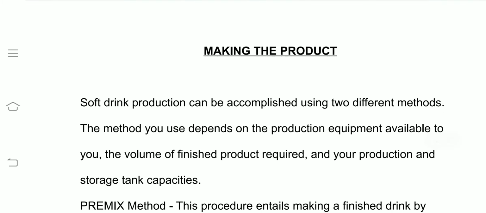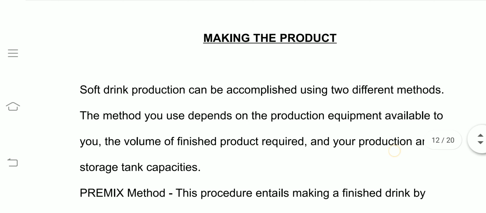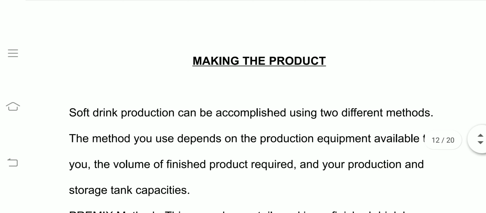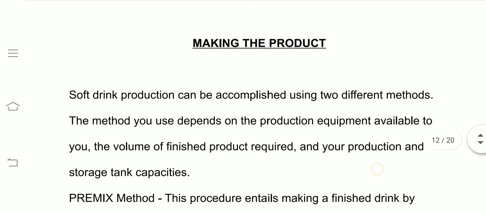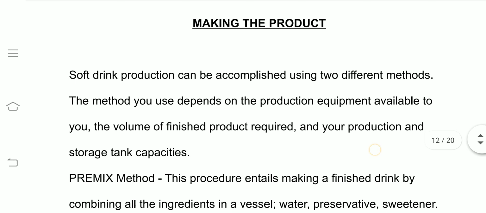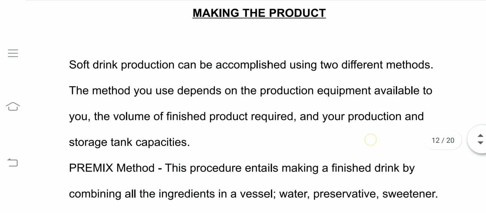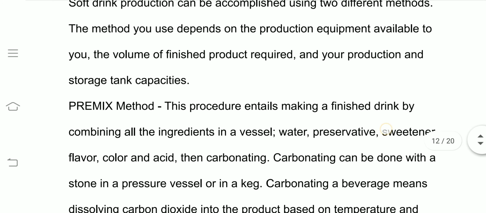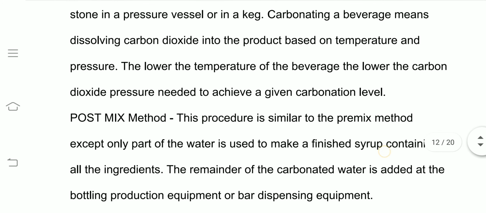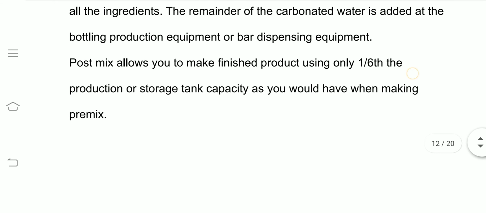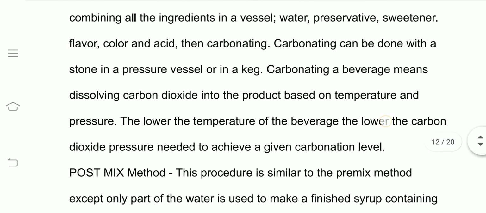Now the making of the product. Soft drink production can be accomplished using two different methods. First method is the pre-mix method and second is the post-mix method.